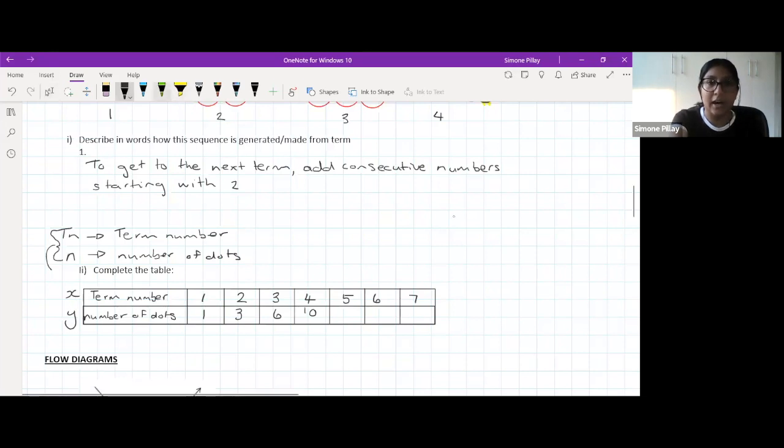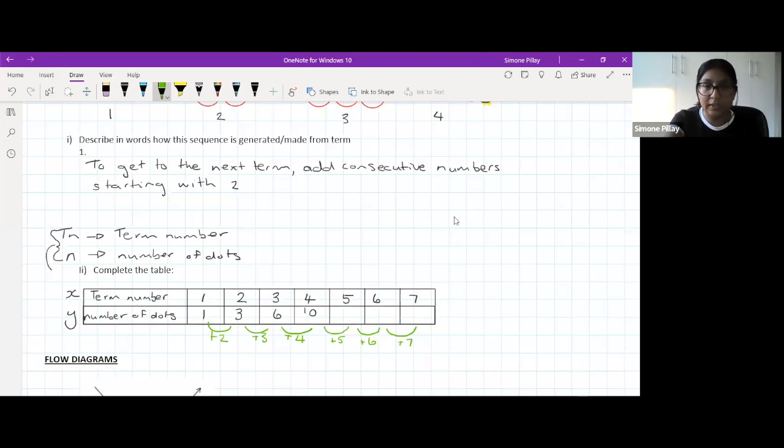Let us look at how I would be able to calculate this. I know from here to here, what did I do? I added 2, there I added 3, here I added 4. So from 4 to 5, what am I adding? I'm adding 5. From 5 to 6, I'm going to add 6. And from 6 to 7, I'm adding 7.